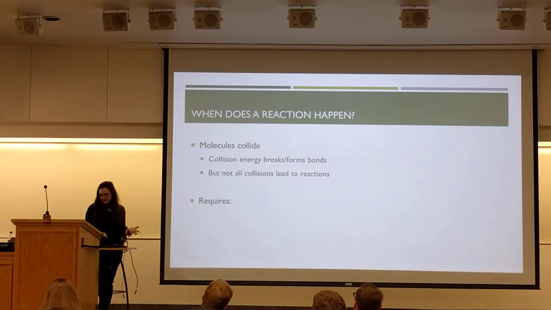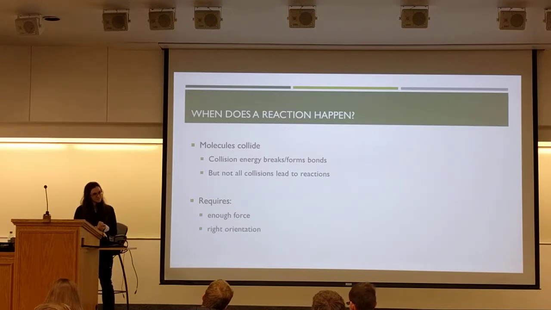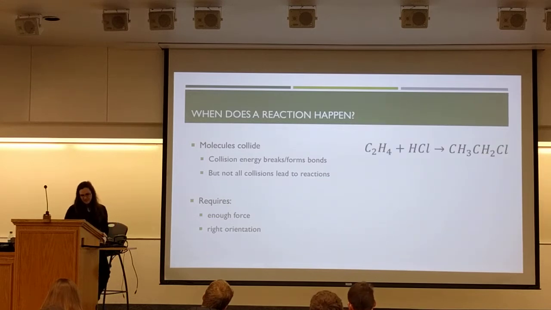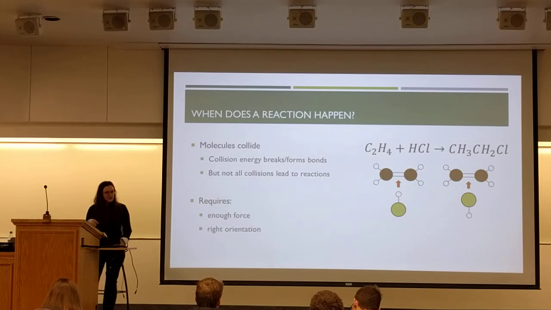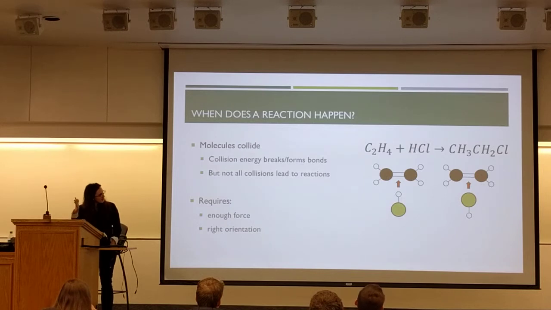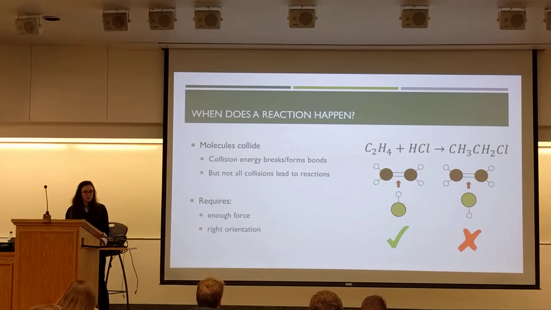So for a reaction to happen, it requires them to hit each other with enough force and to hit each other at the right orientation. Here is an illustration of how that might work. This is ethylene and hydrochloric acid. And at least the current theory is that if the hydrochloric acid approaches that bond in the right direction, then you'll get a reaction. But if it doesn't, you won't. Those obviously aren't the only two options, but the one on the left is the approach that will create a reaction.